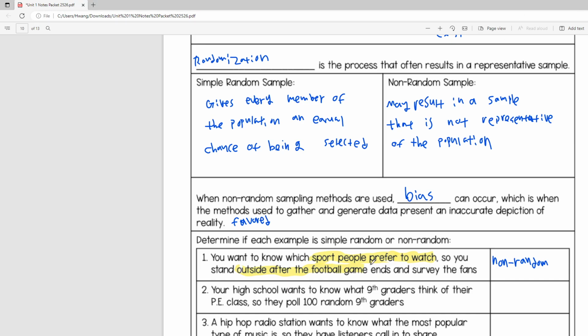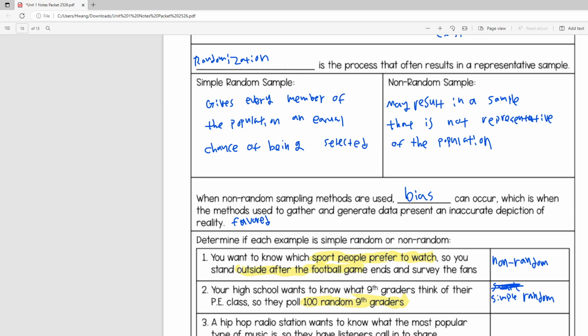What about the second one? Your high school wants to know what ninth graders think of their PE class, so they poll 100 random ninth graders. This is a good example for a simple random sample, because, like I said, this person wants to know what the ninth graders think about their PE class, but where is this person collecting from? From 100 random ninth graders. It has the word random. So absolutely, this is a simple random data collection. Therefore, this is trustworthy data.